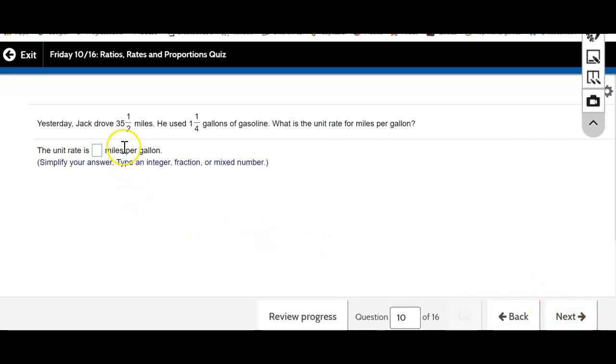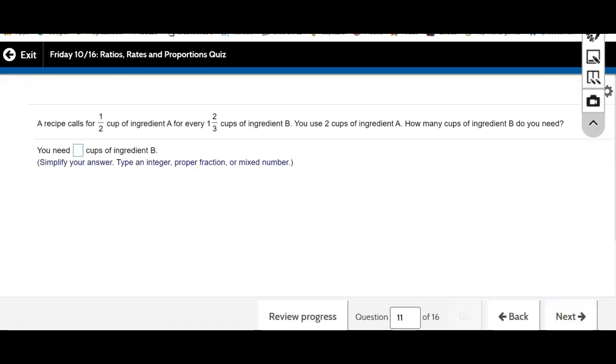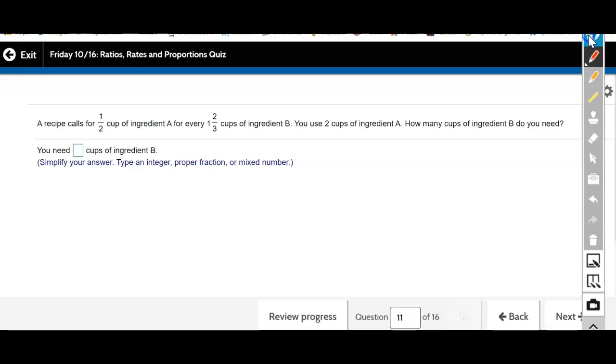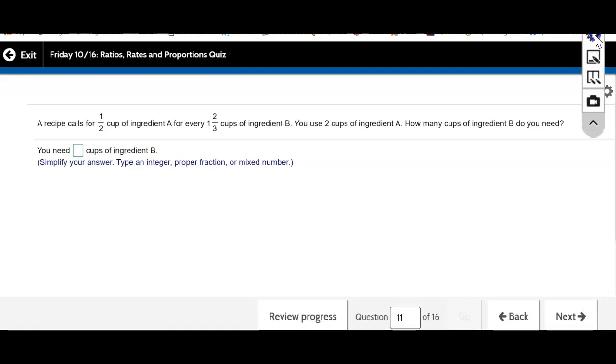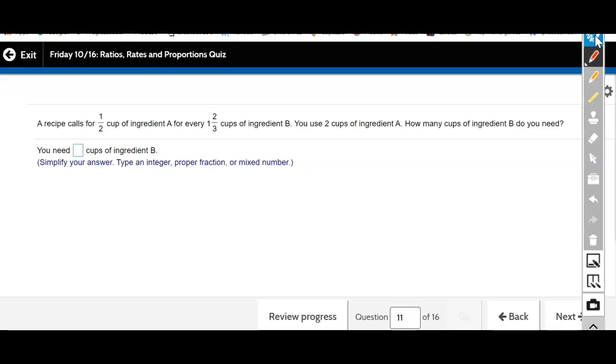Okay, and then we're doing miles per gallon. So just once, now we just got mixed numbers. We just set up and divide. And here is the tricky one, probably the hardest one on there. And so you might want to take some notes on this. We are going to do this one.